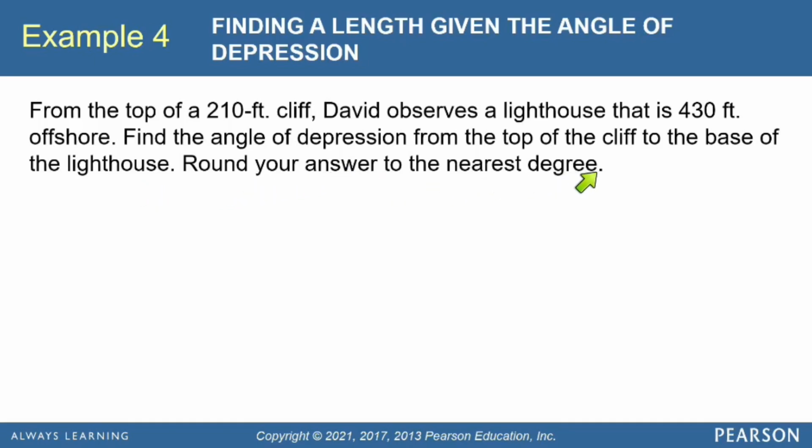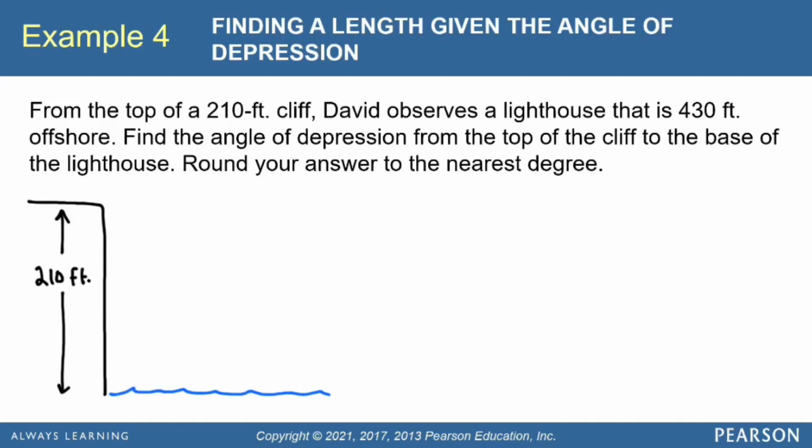Round your answer to the nearest degree. Okay, so we know that we've got a 210-foot cliff involved. Let's just draw ourselves a cliff. And we know that this cliff is 210 feet high, and we know that this cliff is on the water, and there's a lighthouse over here. It says 430 feet offshore. So that distance is 430 feet.